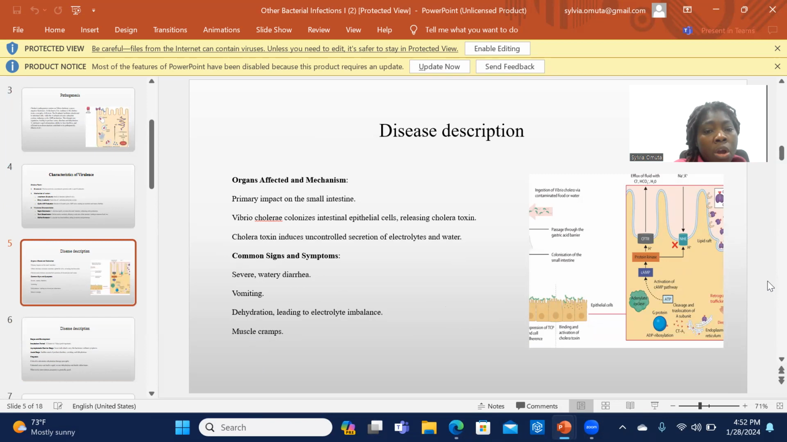Disease description. Organs affected and mechanisms. Primary impact on the small intestine. Vibrio cholerae colonizes the small intestine epithelial cells, releasing cholera toxins. Cholera toxin induces uncontrolled secretion of electrolytes and water. Common signs and symptoms: severe watery diarrhea, vomiting, dehydration, leading to electrolyte imbalance and muscle cramps.